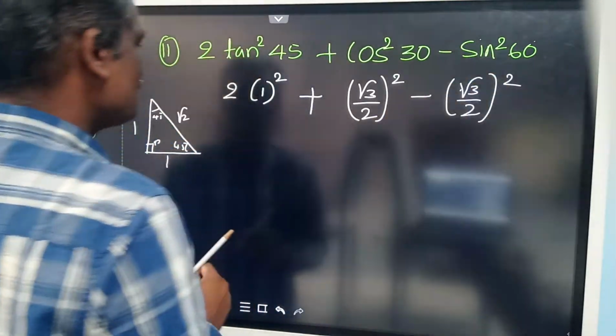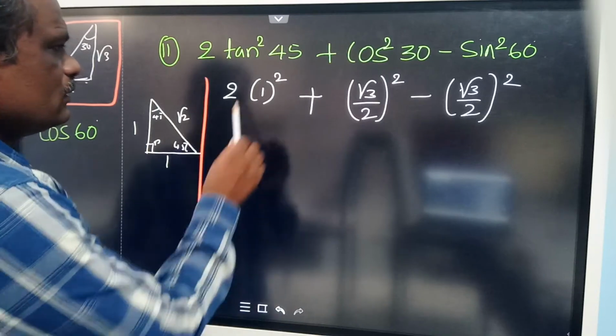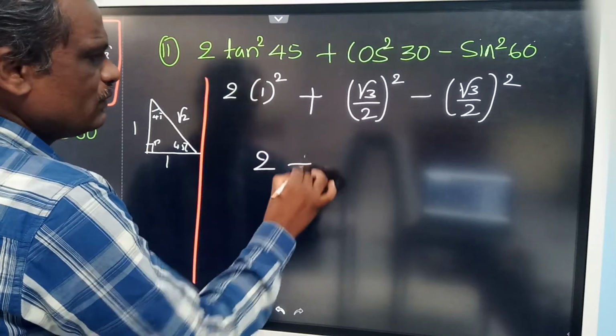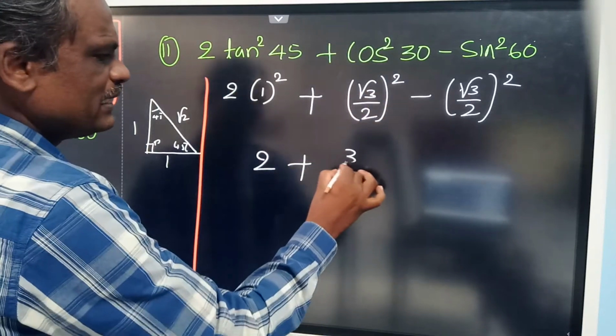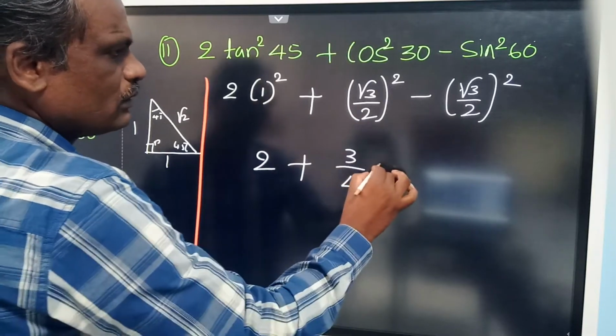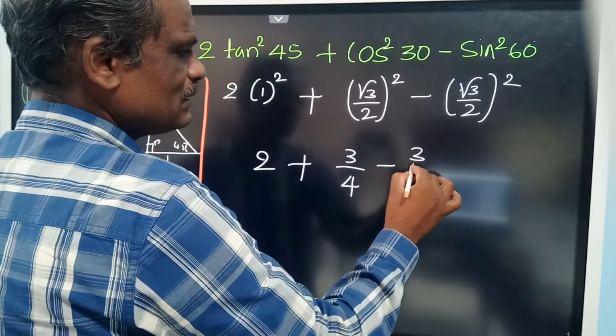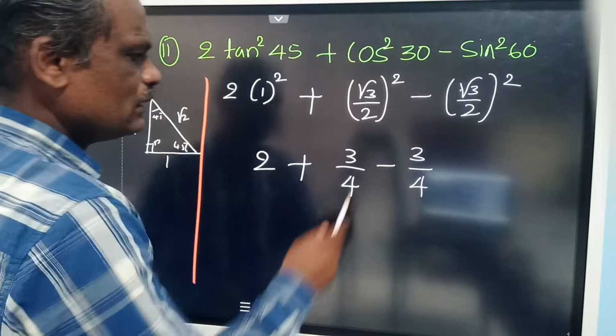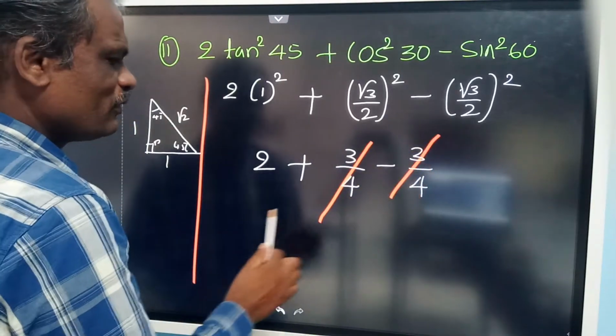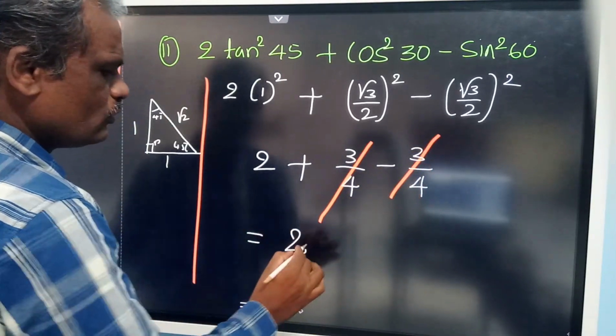Therefore here square now. So now 2 into 1 square means 2 only. Root 3 square it is 3. 2 into 2 it is 4. Minus root 3 square it is 3 by 4. Plus 3 by 4 minus 3 by 4 cancels. Your answer is 2.